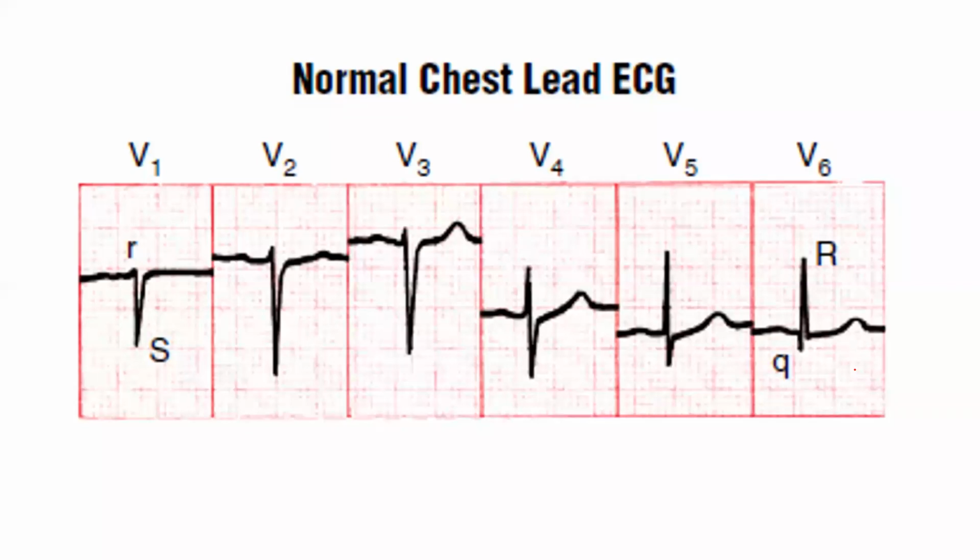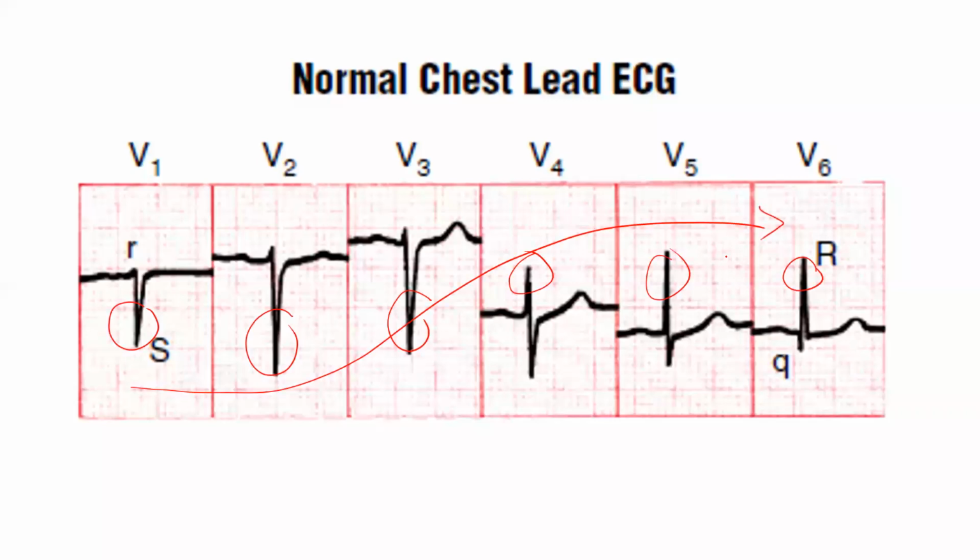So these are the normal chest leads which you have. Here we have negative, negative, negative, started becoming positive, positive, positive. So this negative to positive is most important, and this is called the normal progression of R wave. And it is important for you to identify any pathology in the lateral side of the chest leads, whether it is there or not there.